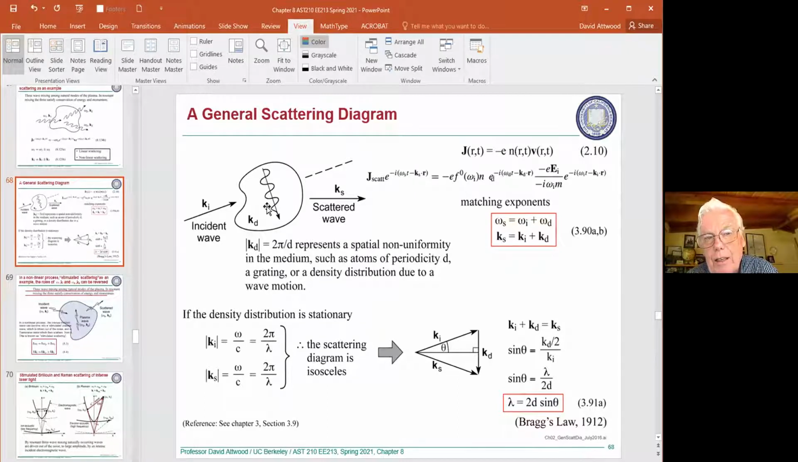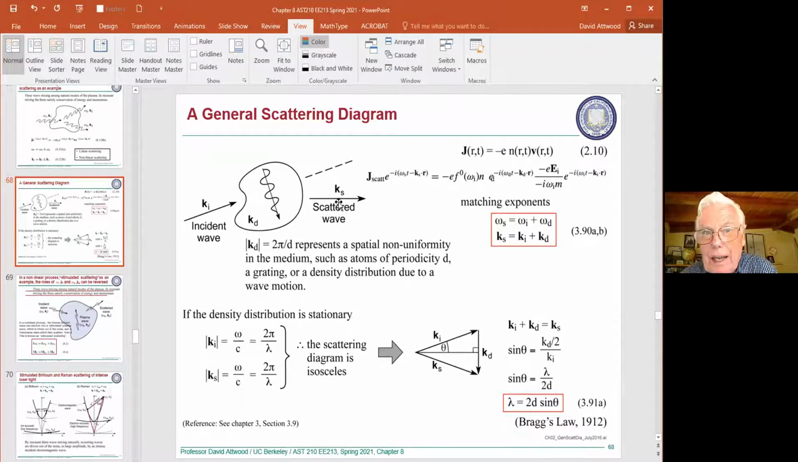And one of the examples I gave you was Bragg scattering from a crystal, where this is a stationary distribution of charge in the crystal. And so the incident radiation comes in and scatters off it. Because it's stationary, there's no frequency here, which means that over here, omega d is 0. So omega s and omega i are equal. The two frequencies, the incoming and outgoing, are equal.